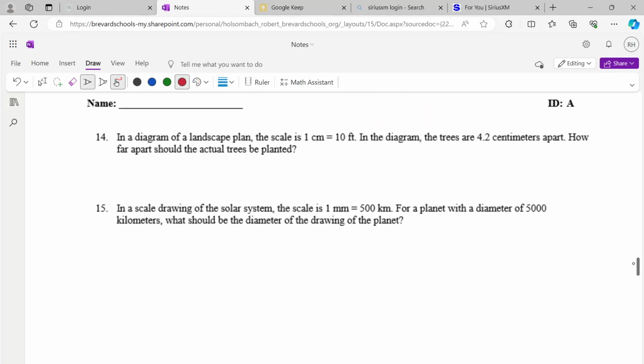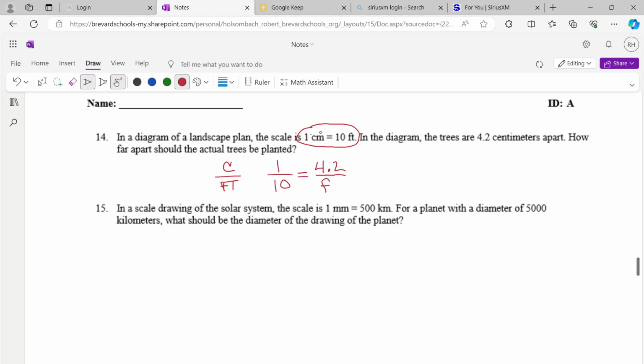All right, problem 14. In a diagram of a landscaping plan, the scale is 1 centimeter equals 10 feet. Centimeters to feet. 1 to 10. Centimeters to feet. 1 to 10 equals, in the diagram, trees are 4.2 centimeters apart. So our 4.2 goes in the numerator. How far apart should the actual trees be planted? Well, we're going to solve for how many feet apart they should be planted, so I'm going to use an F.